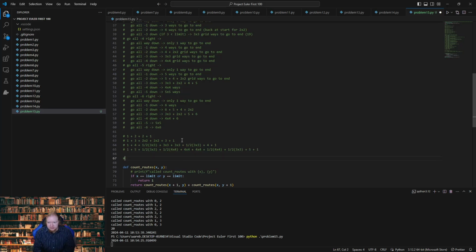So let's try to generalize this. Let's say 2 times all of this, because that's what it really is, it's 2 times. So it's 1 plus n plus 1/2 n minus 1 plus 1/2 n minus 2.